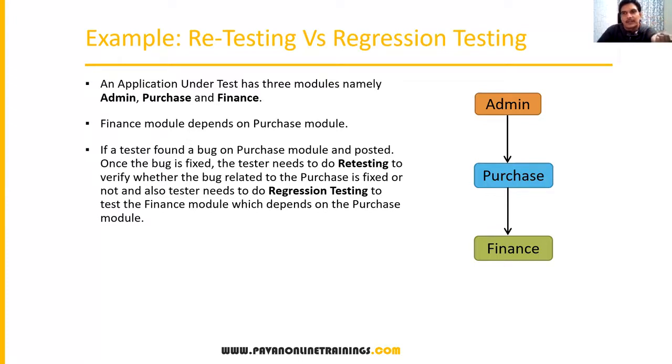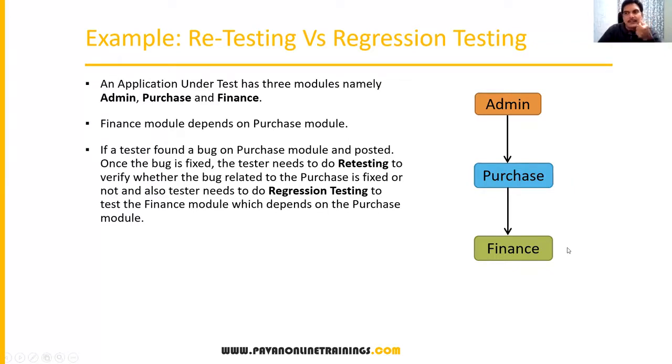to the developer. So once the developer has fixed that bug in the purchase module, in the retesting, what you will do? We will verify only that particular bug, whether it is fixed or not. We will retest that functionality. That is retesting. But because of those changes, the finance module also will be impacted because this is also dependent on the purchase module. Okay, this is the impacted module. So in the regression testing, apart from the bug fix, we are also going to test the finance module. Okay, that is a regression testing.